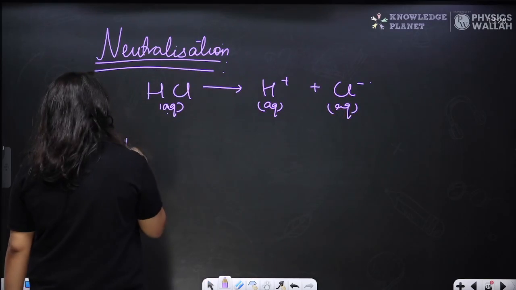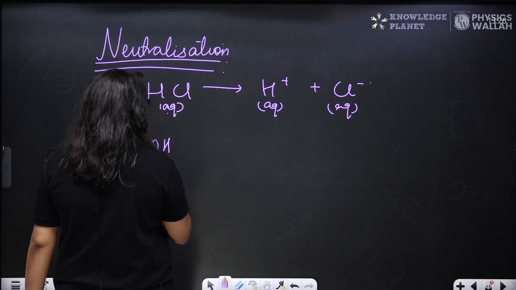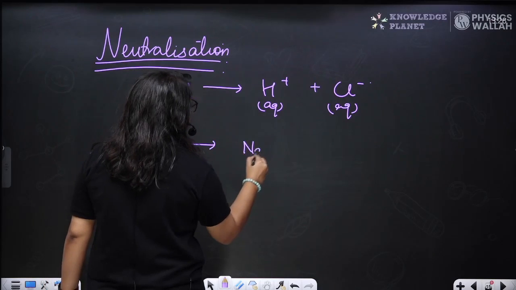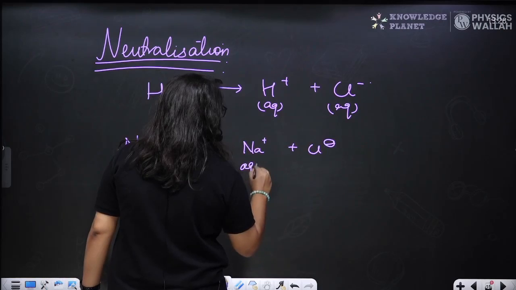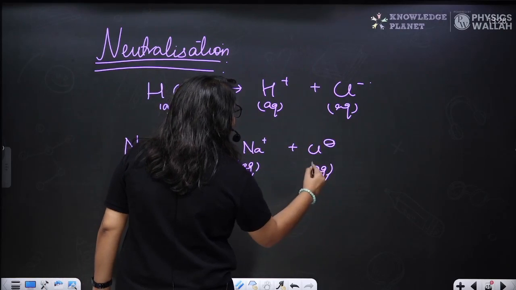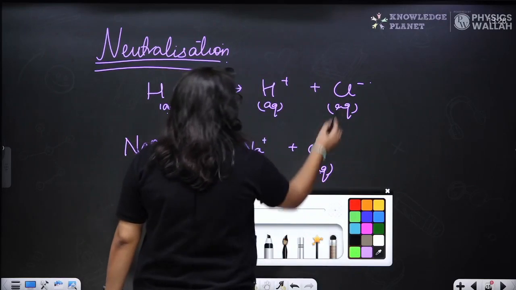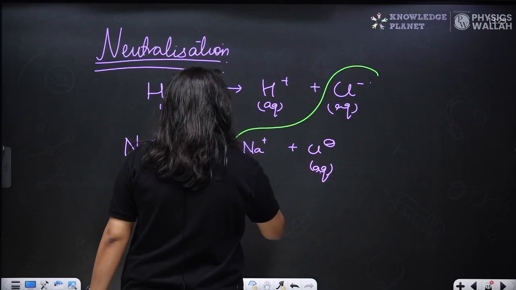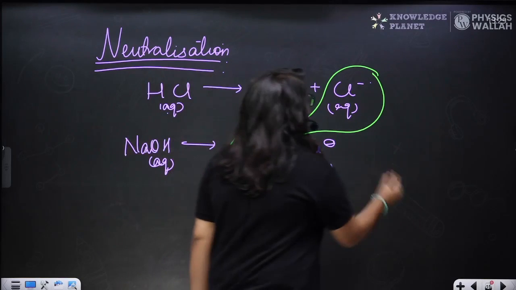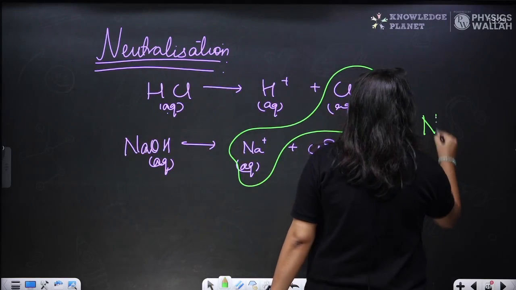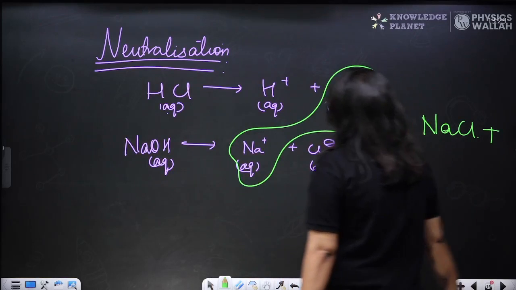Similarly, let's take a base, NaOH. NaOH also in its aqueous solution gives rise to Na plus and OH minus ions. Right? Now what happens is you will see the Cl minus ions and the Na plus ions combine to give us the salt, which is NaCl.